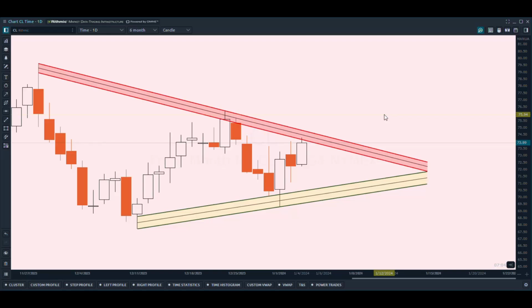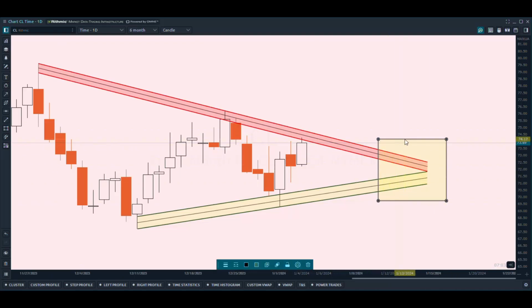But for today, we're going to go over the third type of triangle, which is the symmetrical triangle. And interestingly enough, the symmetrical triangle really has no bias at all. It's an extremely neutral setup, and it's essentially just a parallel triangle. So you have a diagonal support zone and you have a diagonal resistance zone that meet at the apex of the triangle. So this is the apex.